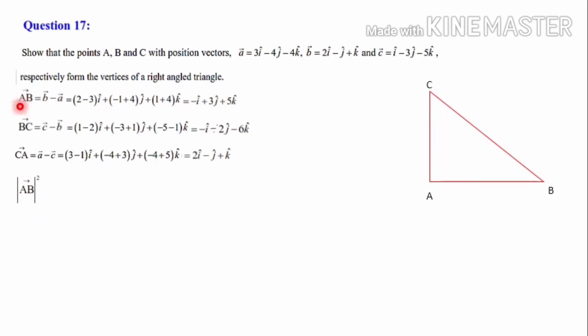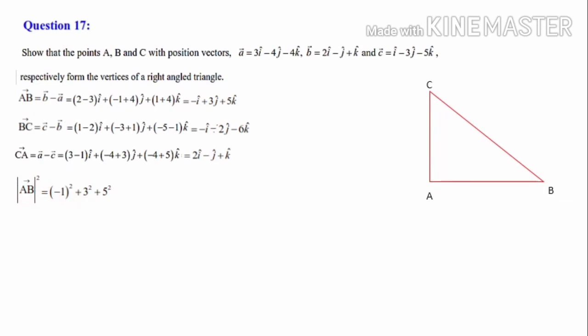Modulus of AB, magnitude of AB square we can calculate, because modulus of AB formula is root of x square plus y square plus z square. We want to remove that square root. So just calculate magnitude of AB square, that is equal to x square plus y square plus z square. Square root is gone because there is a square here. This is easy for us to calculate. That's why we are doing it this way.